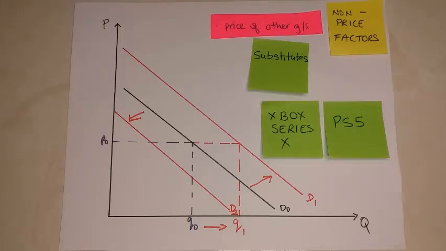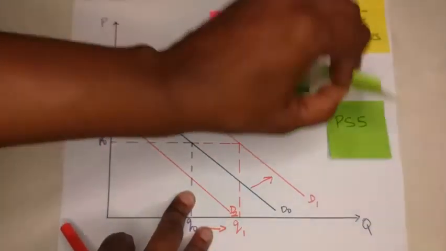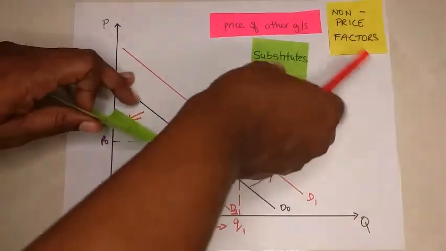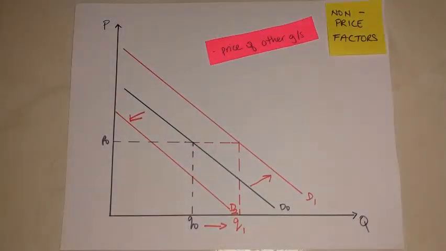Versus, let's say for some reason the price of the PS5 were to increase. It means that the Xbox is now relatively cheaper and people would switch to buying the Xbox Series X, and you'd find that the demand curve for the Xbox would increase. It would shift to the right even though the price of the Xbox itself did not change. So notice the price of other goods, the price of substitutes, can affect the demand curve for a particular good or service. The other relationship we have in terms of goods would be what we call complementary goods.